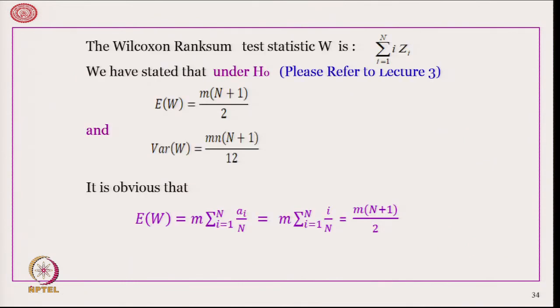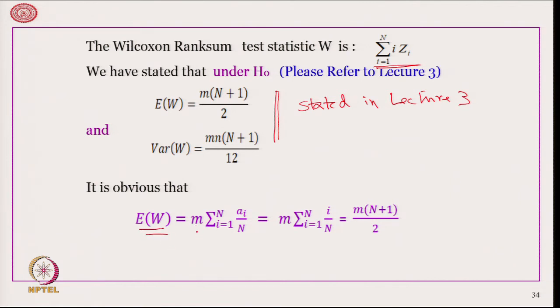Now, let us revisit the Wilcoxon rank sum test. We have found out that in the Wilcoxon rank sum test, the statistic is W, which is the sum of ranks of the x observations, and therefore, we have written it as Σ i z_i. Therefore, the expected value of W is equal to m(N plus 1)/2 and the variance of W is equal to mn(N plus 1)/12. This we have stated in lecture 3. Now, let us prove it.